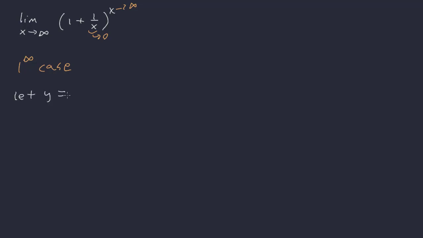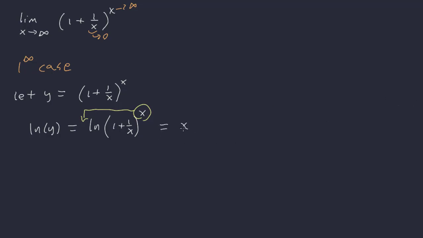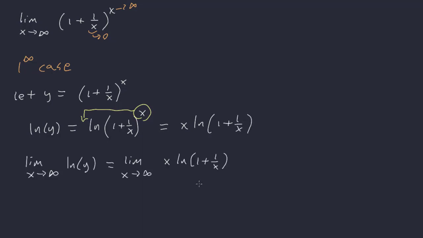We're going to let y be 1 plus 1 over x all to the x. Then we take the natural log of both sides, and get the natural log of y is equal to the natural log of 1 plus 1 over x all to the x. And here we use that log rule again, telling us that that is x times ln of 1 plus 1 over x. Now the limit as x goes to infinity of the natural log of y we can consider as the limit as x goes to infinity of x times ln of 1 plus 1 over x.